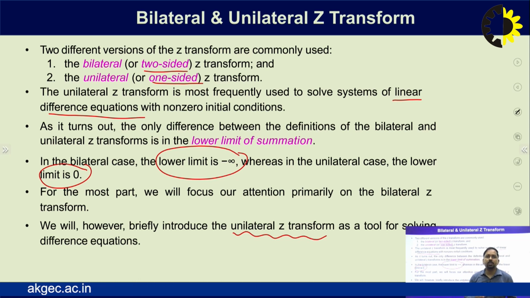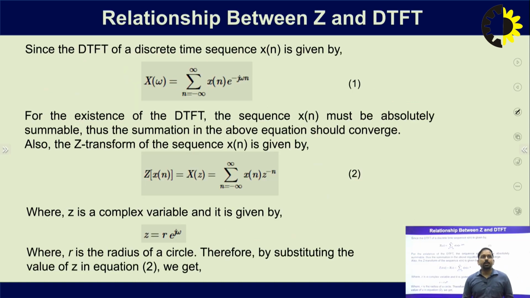Now after the difference between unilateral and bilateral, we'll discuss the relationship between the Z transform and DTFT. If we recall the relationship between Laplace and the CTFT, the CTFT was a special case of the Laplace transform evaluated over the imaginary axis. In a similar way, we can derive the relationship between Z and DTFT. First I will start with the DTFT equation, which is X of omega equals summation minus infinity to infinity x[n] e raised to power minus j omega n.